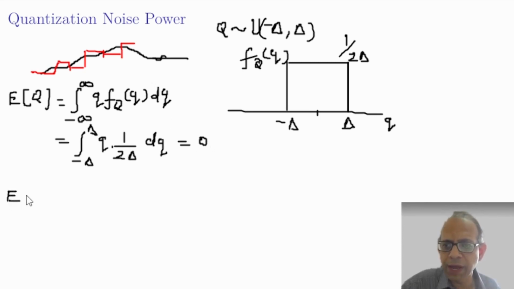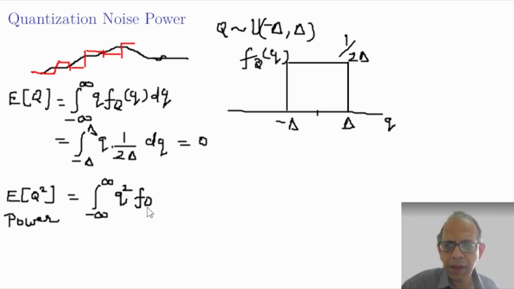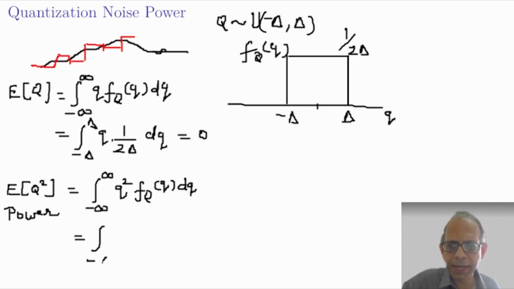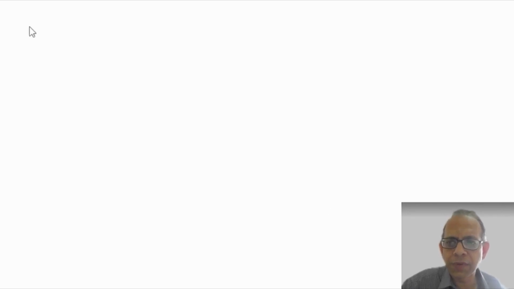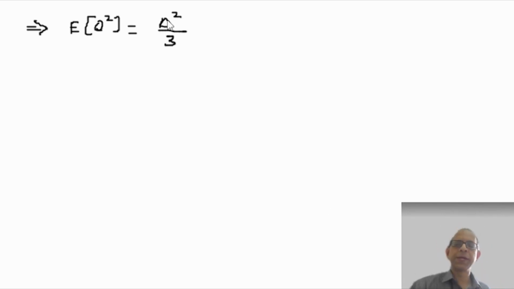Now if you look at the mean square value, which is indeed the quantization noise power, it is by definition minus infinity to plus infinity q square f_Q(q) dq, which is equal to integration minus delta to plus delta q square into 1 by 2 delta dq, or 1 by 2 delta we can write outside. Q square dq integrates to q cube by 3, limits minus delta to plus delta, and this works out to delta square by 3. So this is the quantization noise power for delta modulation.